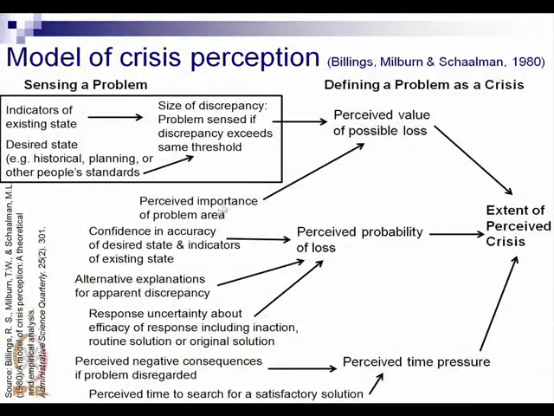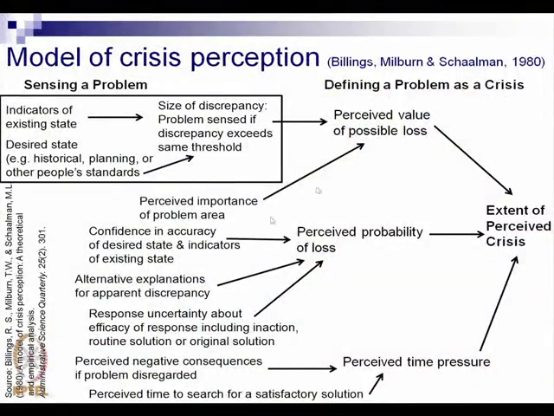Okay. Perceived importance of problem area here in the diagram also contributes to the perceived value of possible loss. So the difference between the desired state and the current state and the perceived importance of the desired state leads to our judgment of, or our perception of, a possible loss. This is how much I would have had if I had the opportunity that has been promised to me.